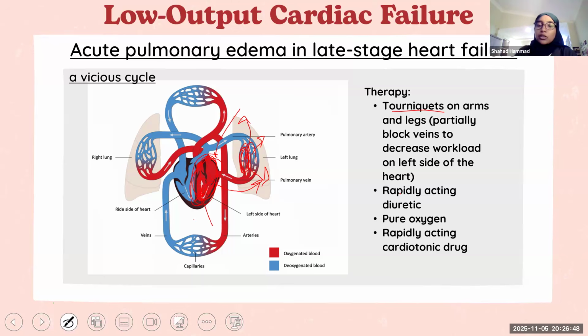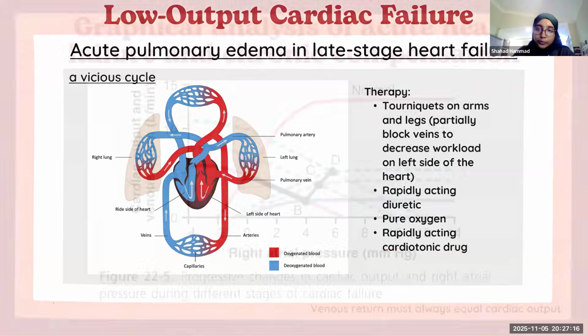Then we can have stuff called diuretics. These are drugs that are given to the patient, which will increase the excretion of fluid. It will increase urination. So this will kind of work against the fluid retention in the kidneys. So that's another way to bypass this. We give pure oxygen in cases of pulmonary edema because the patient is not able to take in this oxygen. And we can give a cardiotonic drug, which is basically just a drug that increases the contractility of the heart.